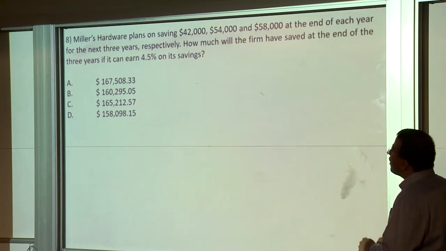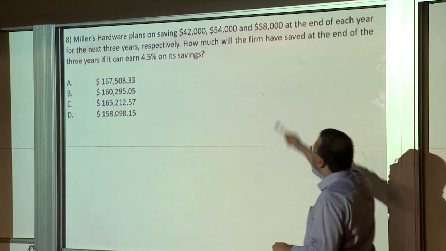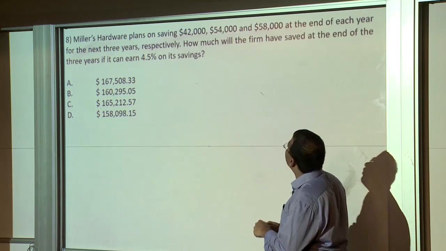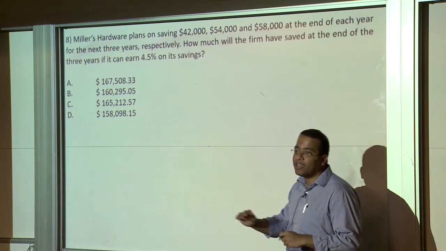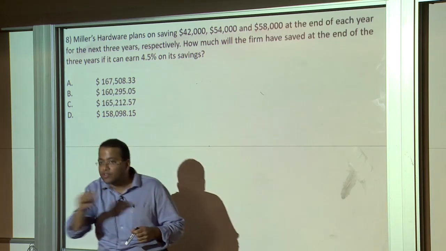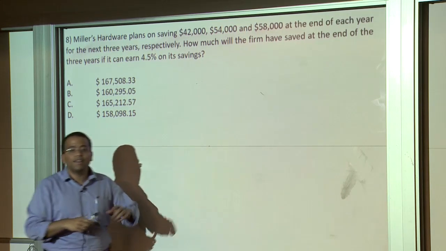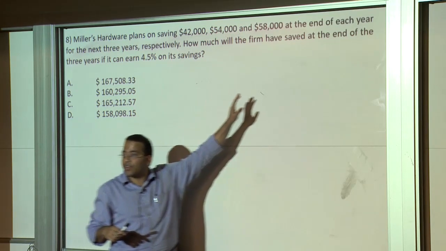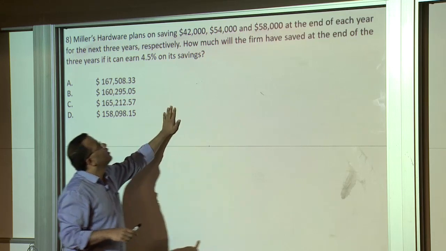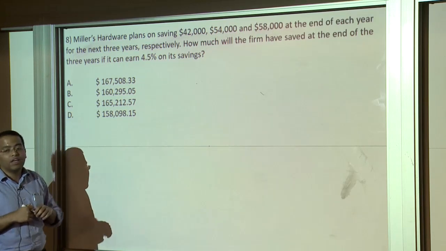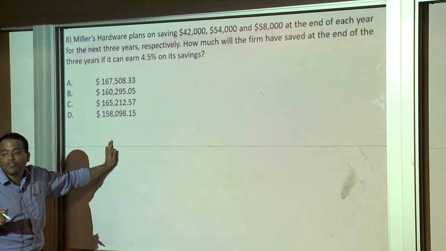Miller's Hardware plans on saving $42,000, $54,000, and $58,000 at the end of each year for the next 3 years respectively. The word respectively is very important. It means they're happening in this order only. At the end of the first year, 42,000. At the end of the second year, 54,000. At the end of the third year, 58,000. Now, how much will the firm have saved at the end of 3 years if the rate is 4.5%?